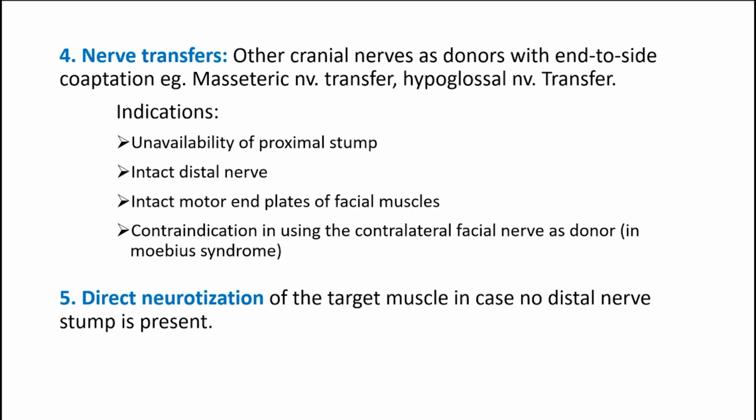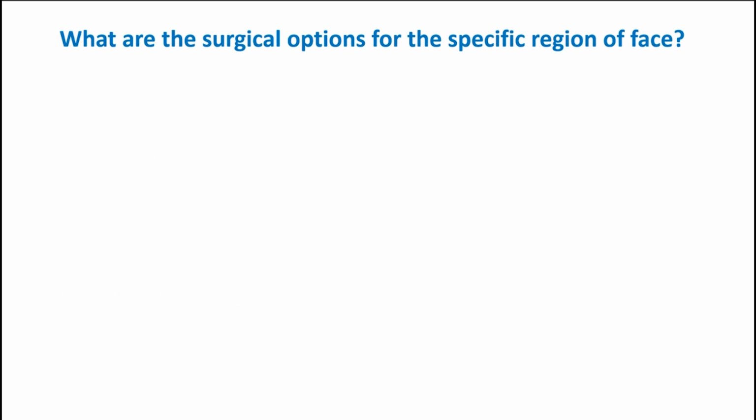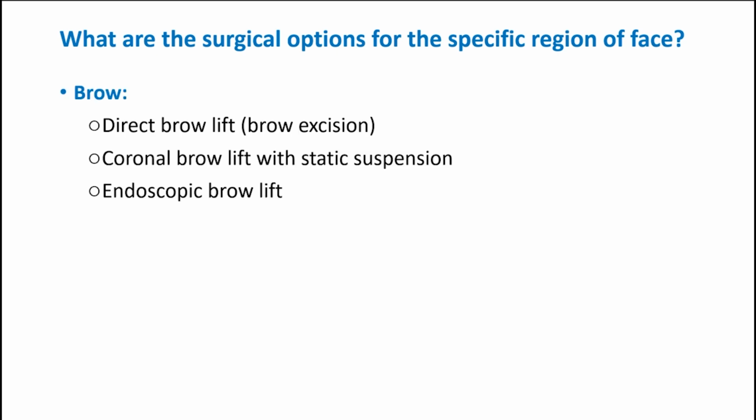Then, what are the specific surgical options for the regions of the face? I will just enumerate them. You can read the details in the textbooks. So, just remember the name of the procedure for a particular region. For the brow, if there is drooping of the brow, you can go for a direct brow lift, a coronal brow lift, or an endoscopic brow lift.